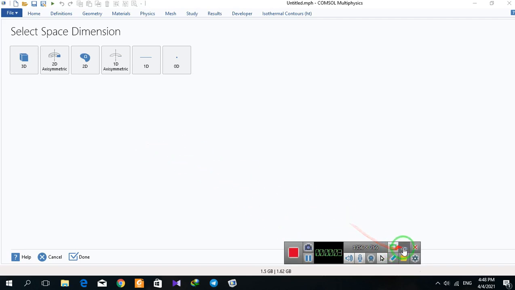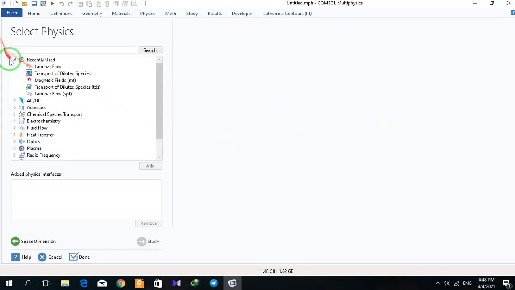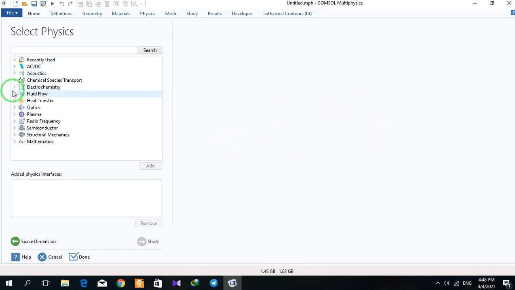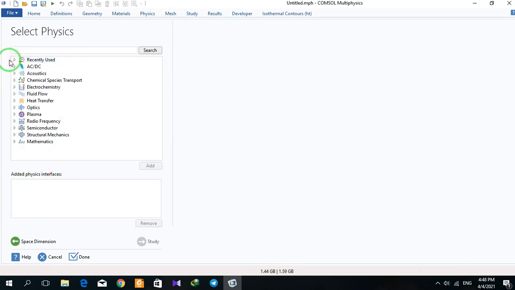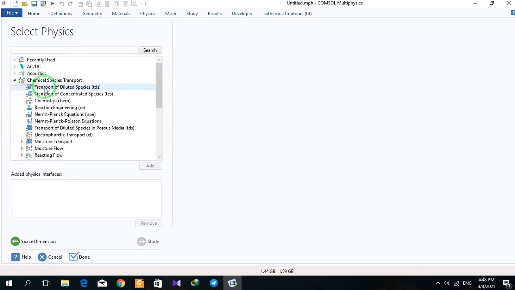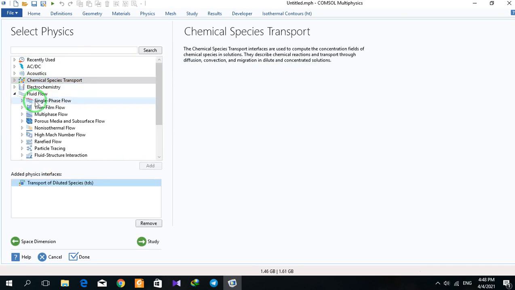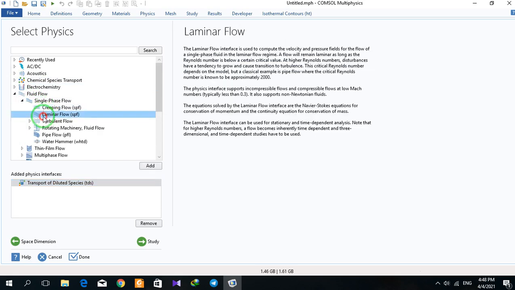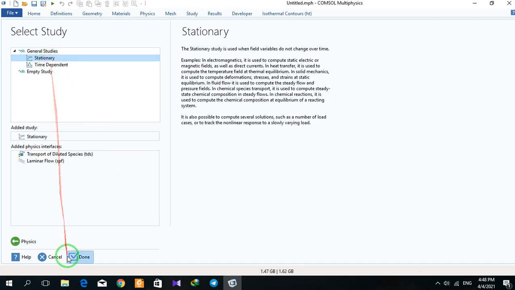In this video, I will model a reactor and tracer injection. So I select 2D, and I select transport of diluted species and laminar flow. I click on a steady stationary.